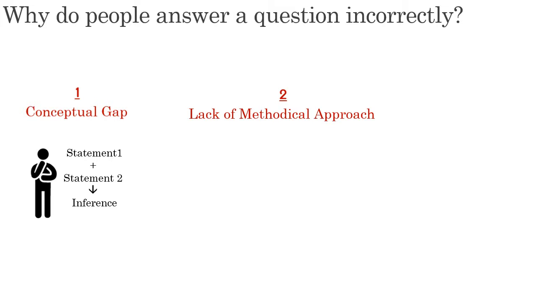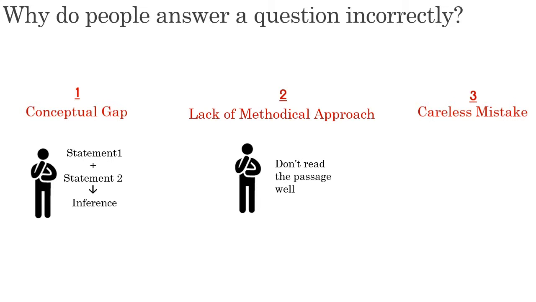For example, another reason why you may stumble on an RC inference question is if you do not read an RC passage properly. Lastly, you may falter if you make a careless mistake, whether while reading the passage or while doing the process of elimination. Now, the solutions are written so that you can isolate the cause of error to ensure that you don't repeat the same.